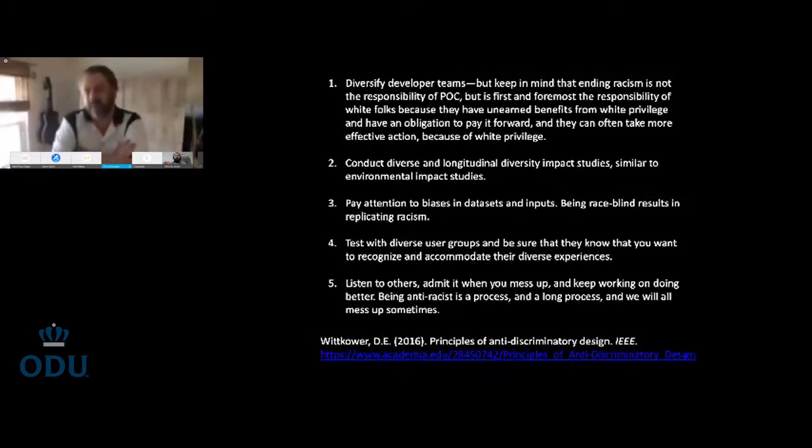So yeah, we can do that systematically and purposefully, and that will make a huge difference. And that doesn't put the burden on people of color. That's something everybody can do. Everybody can think meaningfully about this.